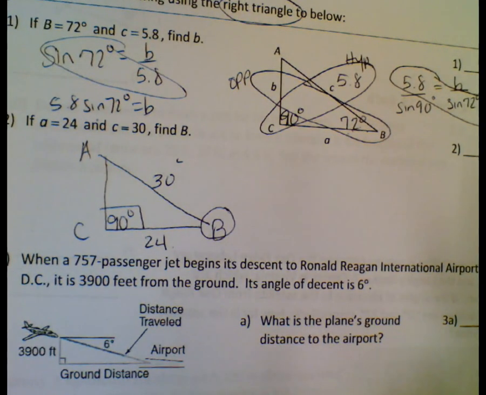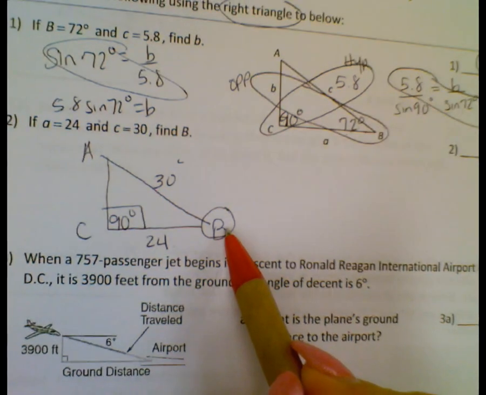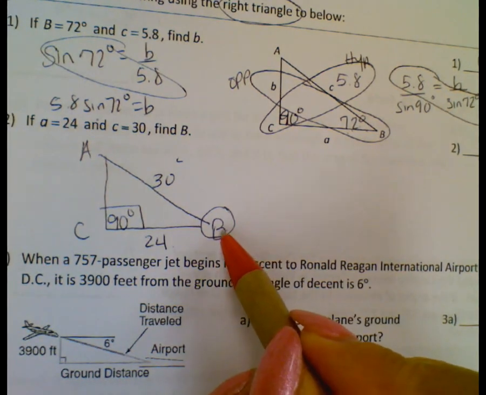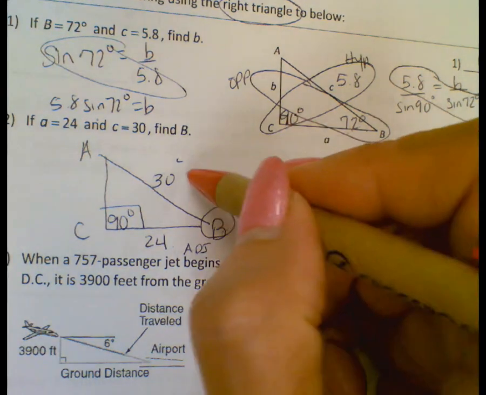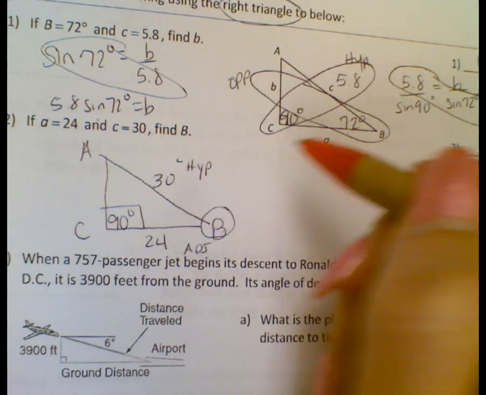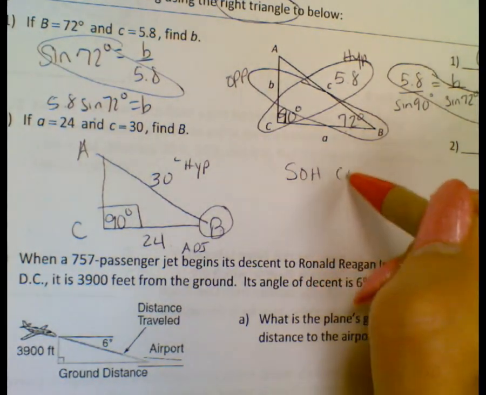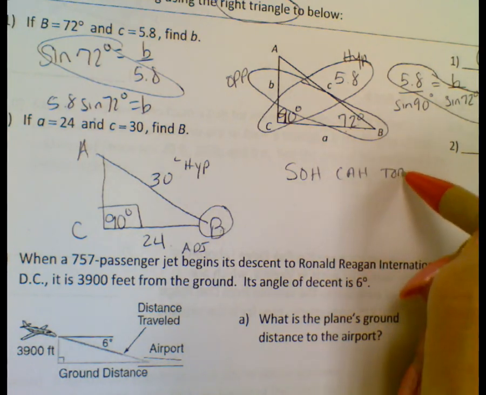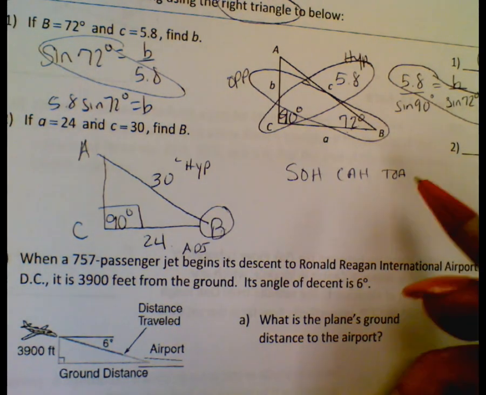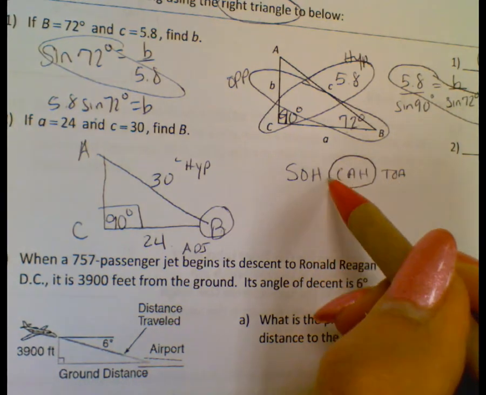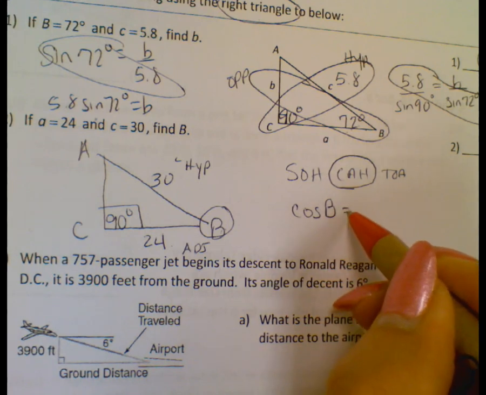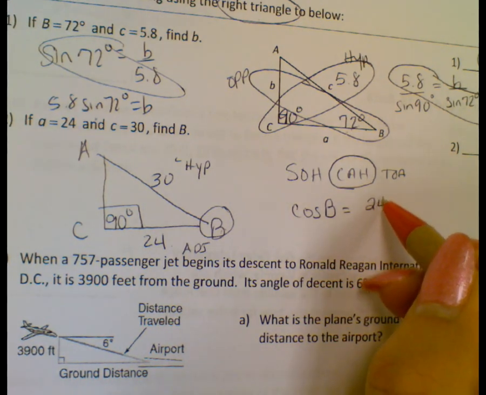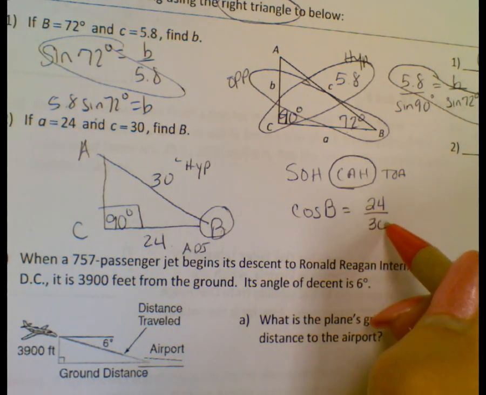So what we're going to do, we are going to do SOHCAHTOA on this one. So we're doing angle B. What sides do we know? According to angle B, this is the adjacent side. And this is the hypotenuse. So of your SOHCAHTOA, which ones deal with adjacent and hypotenuse? Should be cosine. So we're going to go cosine B equals adjacent 24 over hypotenuse 30.